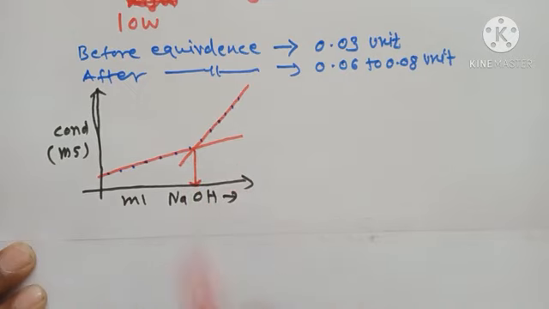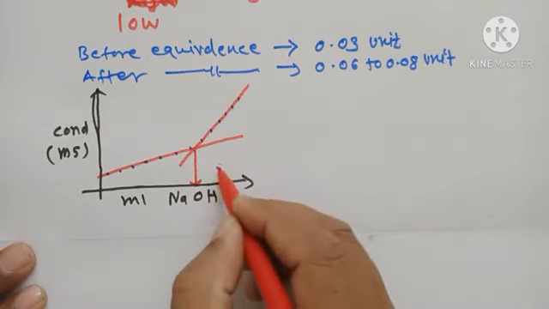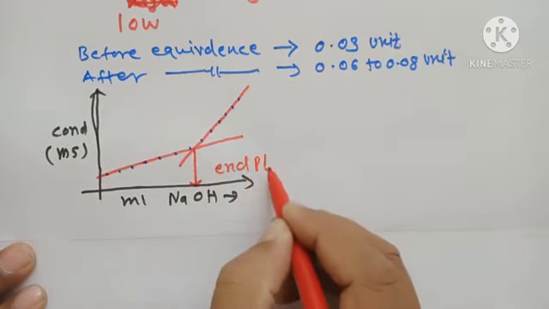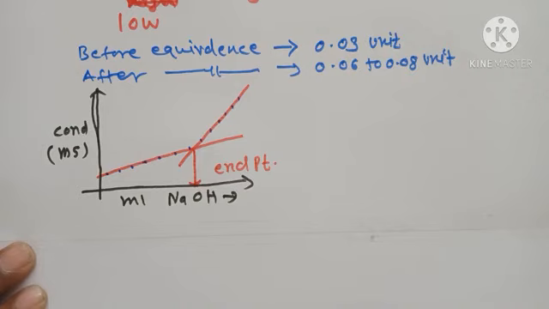Put up a perpendicular to the ml of NaOH, that is the x-axis. Here you will get the end point of the titration. So you have to obtain the end point of the titration graphically. Now the calculations are very simple.